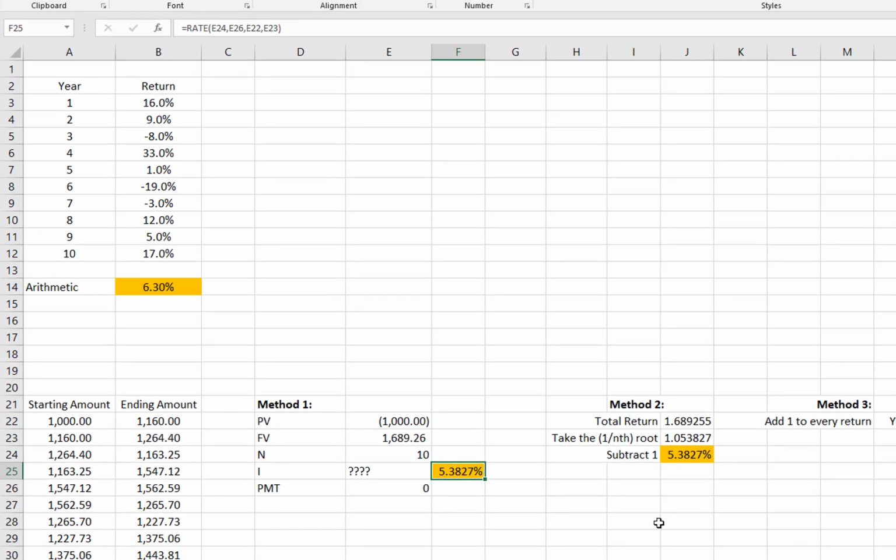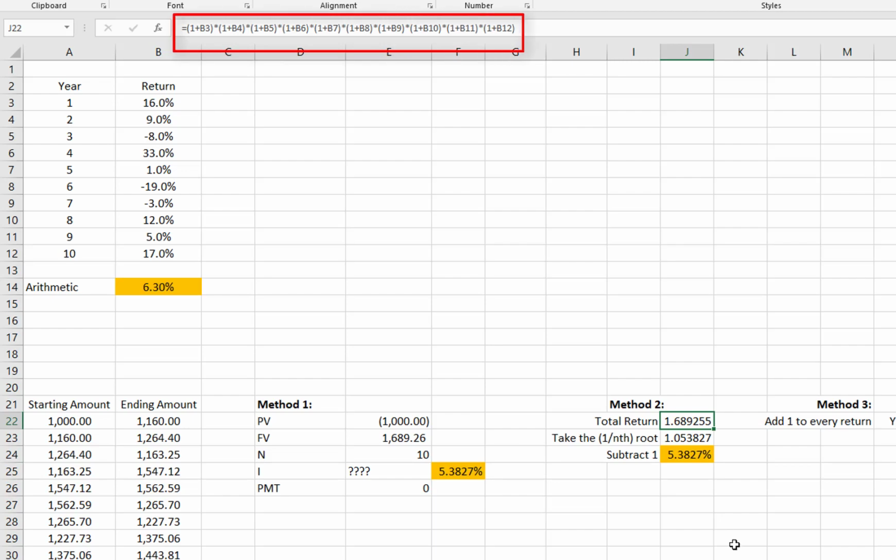Okay, a second method to compute that return is to take the total return, in this case 1.68925. To get that number, by the way, I'm going to multiply 1 plus the return for each year. It's a multiplication of all of these things. So 1 plus the return times 1 plus the return times 1 plus the return. All of these returns are the returns for every particular year, so years 1 through 10. Instead of adding these things, like with an arithmetic average, we're going to multiply them. That's part of why we got this term, the geometric average rate of return. We're going to multiply those all.